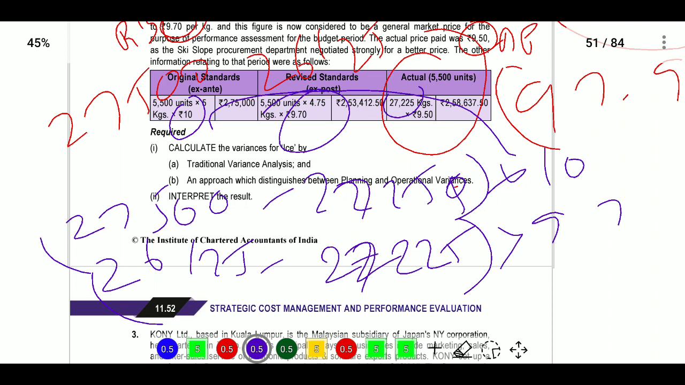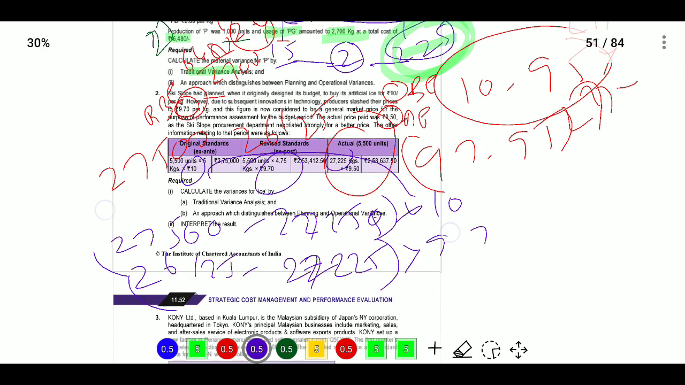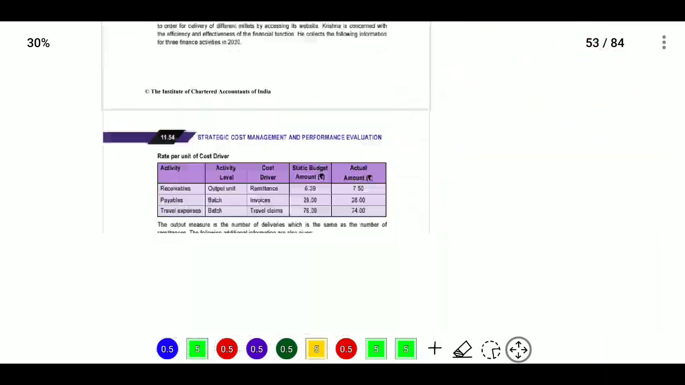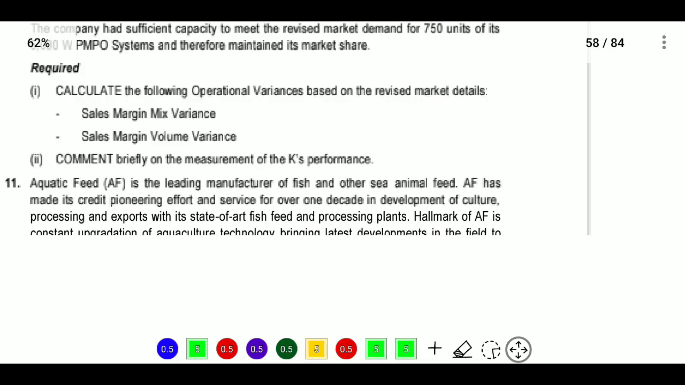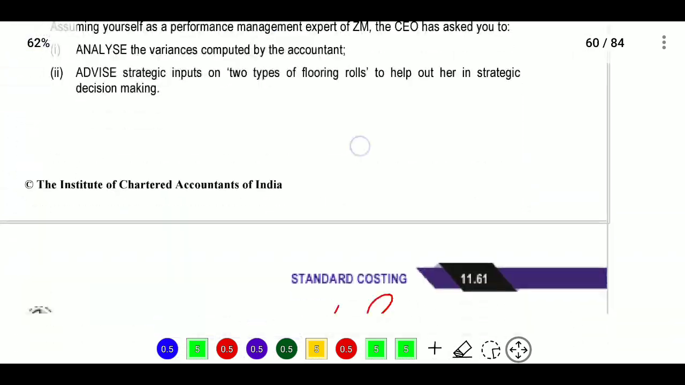Next, an approach which distinguishes between planning and operational variance. So we will get the answers by calculating this, and from that answer we will interpret the position. We will see the answer and how the answer to question number 2 is presented. So we will see the presentation.